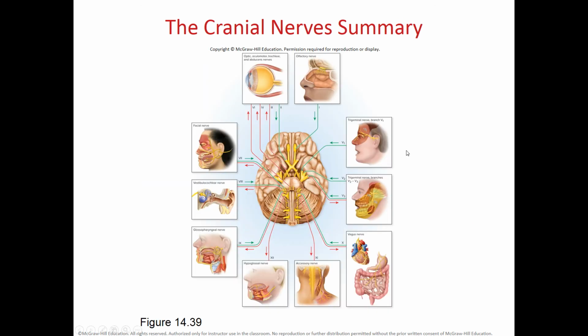So this is the summary of the cranial nerves. We have mixed nerves, those nerves that have motor and sensory function. We have purely sensory nerves, like cranial nerve number 2, for instance, and cranial nerve number 1, and we have motor nerves like the accessory, or cranial nerve number 12, which is the hypoglossal nerve.